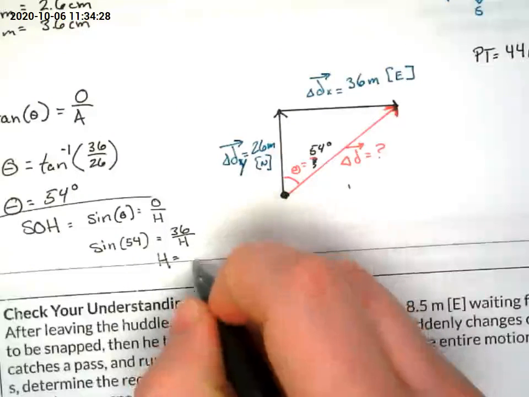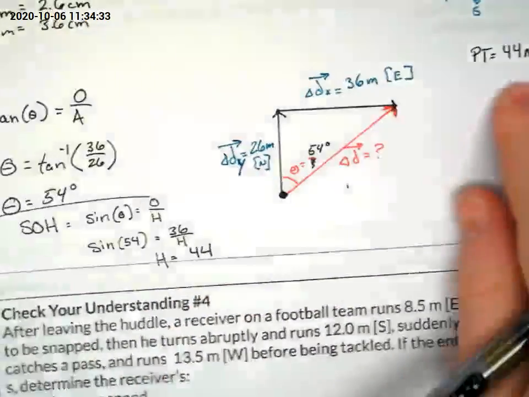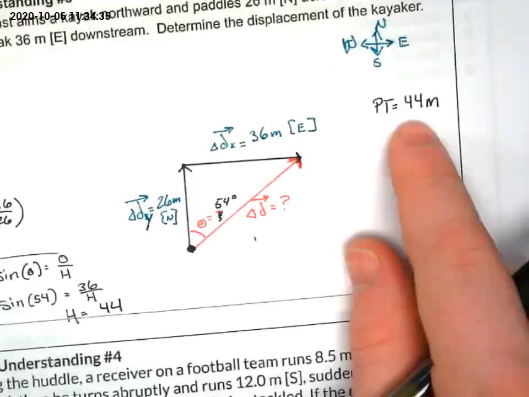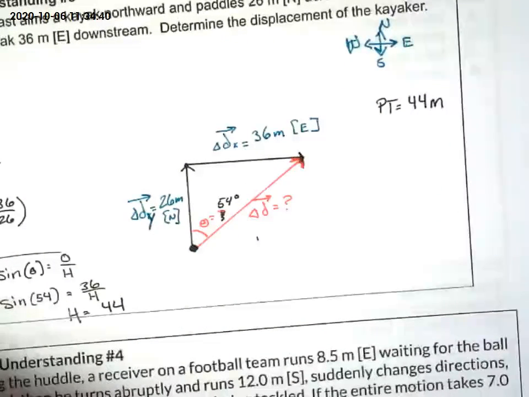Okay, and what you should get, you still should get, now the decimal is going to be off a little bit. I think when you use Pythagorean's theorem, this is going to be like 44.3. Let me double check on that.